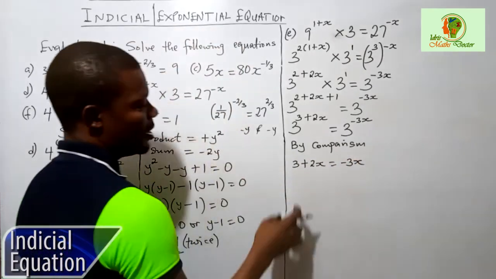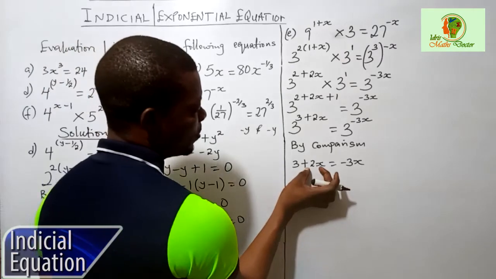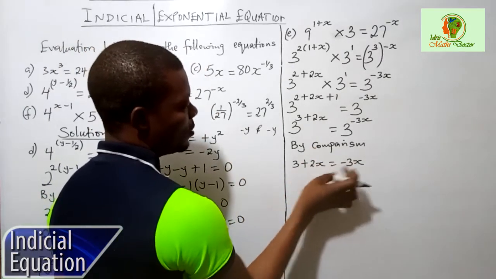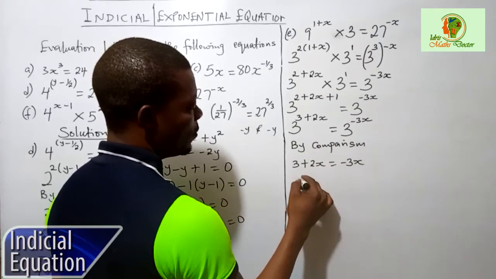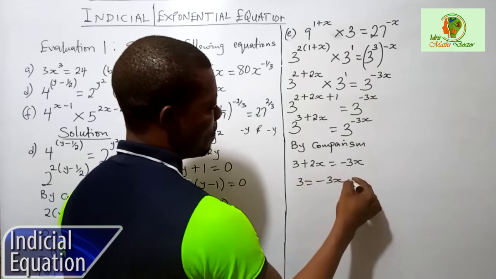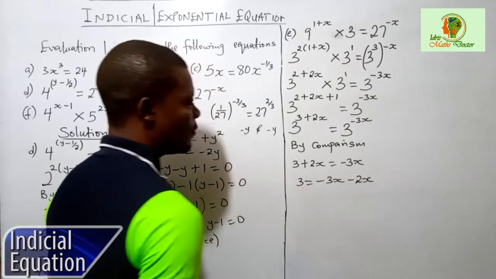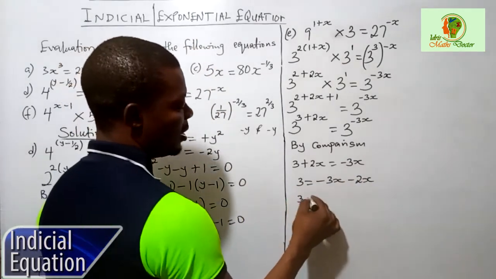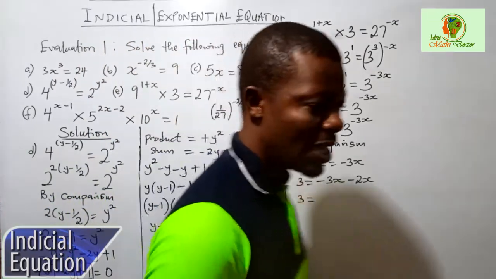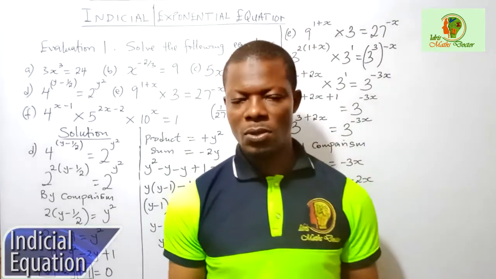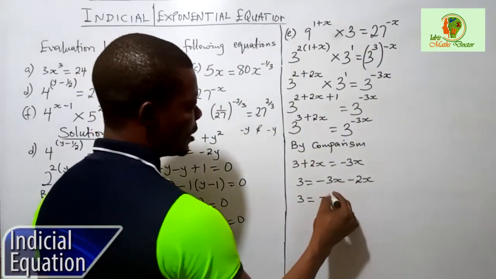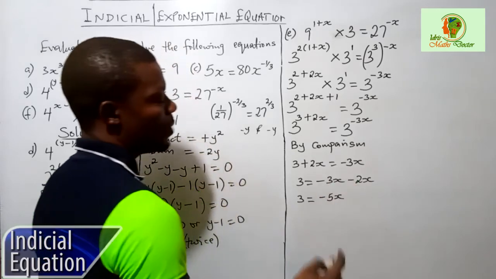Is that taken? If you group like terms, you subtract 2x from both sides. The 2x minus 2x here will give 0. So you come to this side and you'll be having what? 3 equal what? Minus 3x minus 2x. That gives us 3 equal minus 3x minus 2x. Remember, if the signs are the same, you ignore the signs, you add them together and put back the sign. So here we are going to have minus 5x.